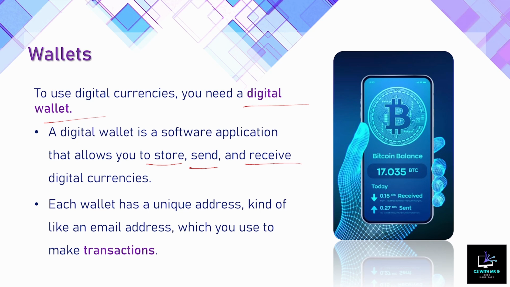Now, each wallet has a unique address, kind of like an email address. And this is what identifies you when you make a transaction. So when we spoke about blockchain before, your address will be stamped in that blockchain so that you know where the money has gone, whether it's gone from your device or to your device. This will be stored in the blockchain.